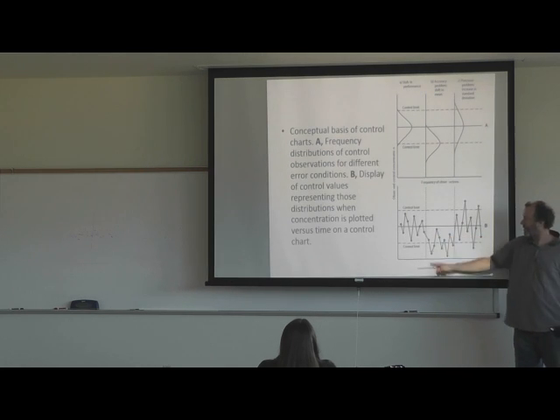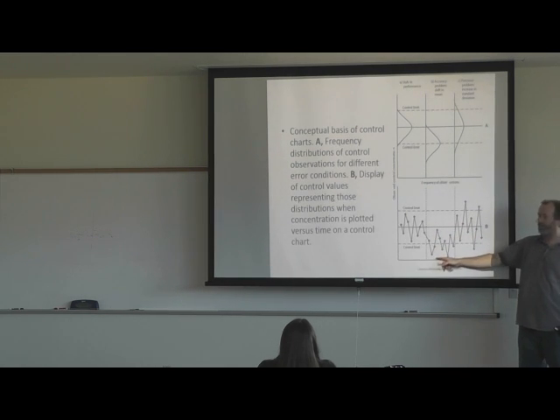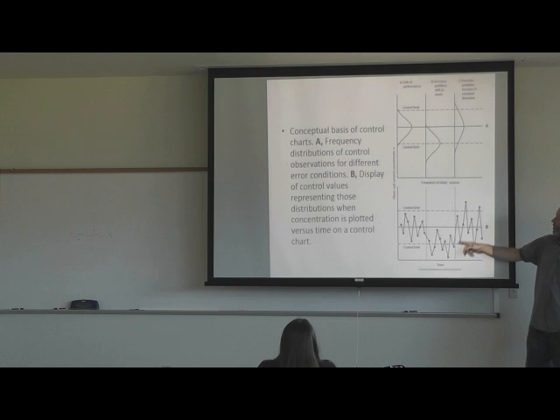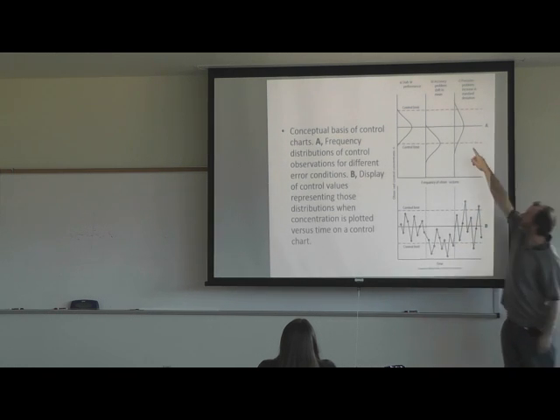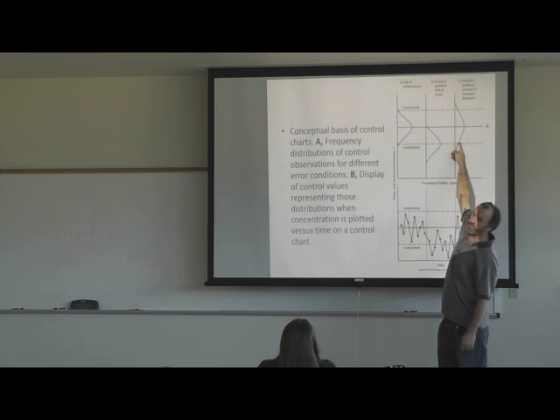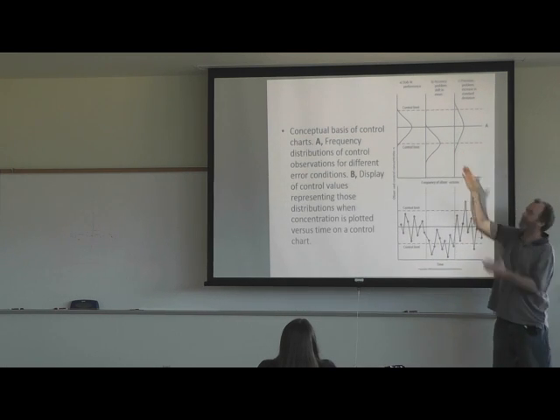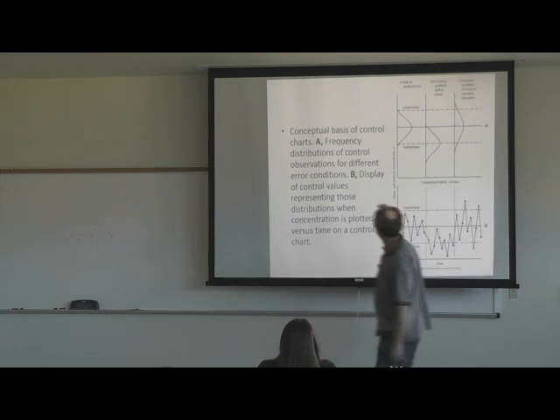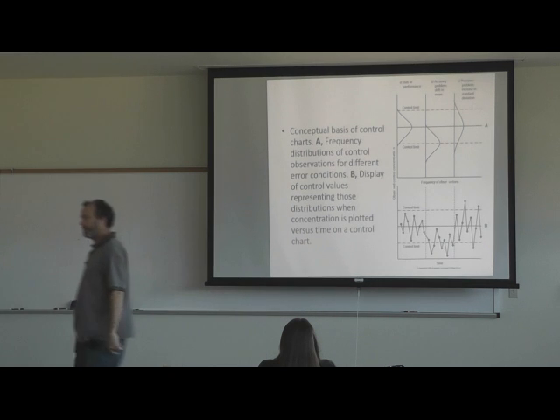If you have a shift, like this example that shifts down one way, there's something wrong with your accuracy all of a sudden, right? Or if you have an increase in variability, that's also going to show up. It's going to make the population of control data more broad, and you'll exceed the control values more often than you should.